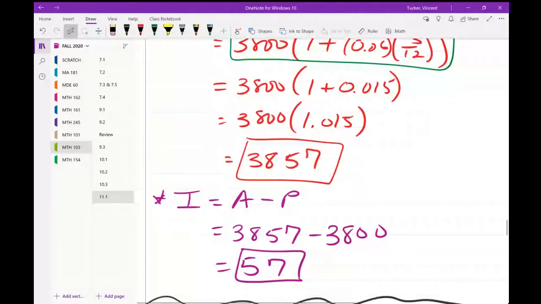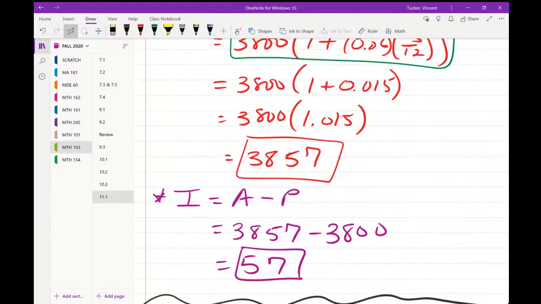Also, if you had your future value and your principal and you wanted to know the interest earned, you can always subtract. They didn't ask for this in this problem, but just throwing it out there, you can always subtract the principal from your future value. That's what I did here: 3857 minus 800 gave me $57. So it was $57 interest that was earned.